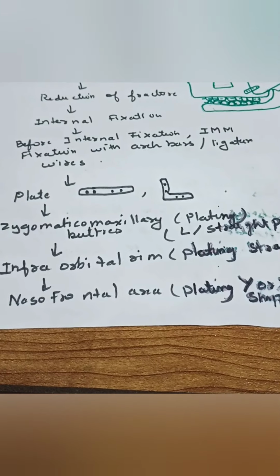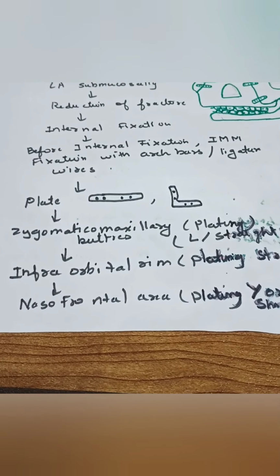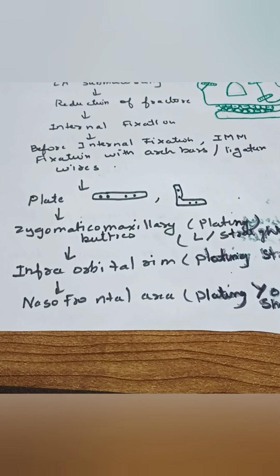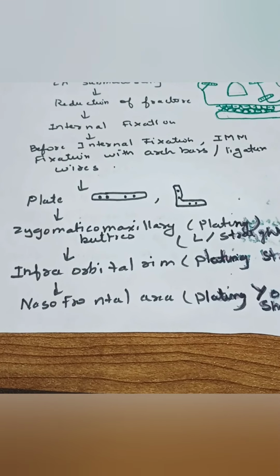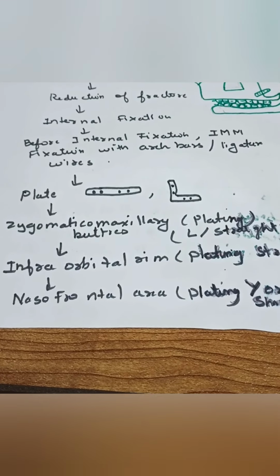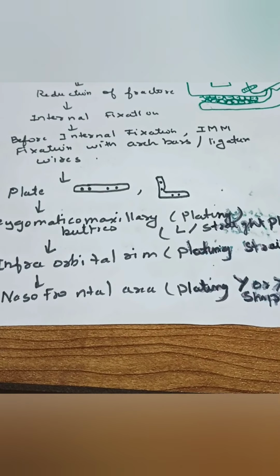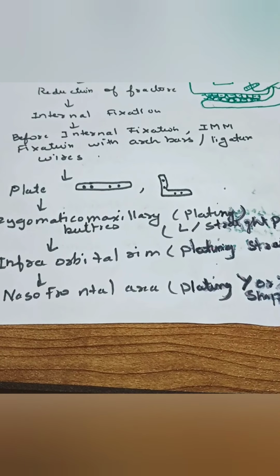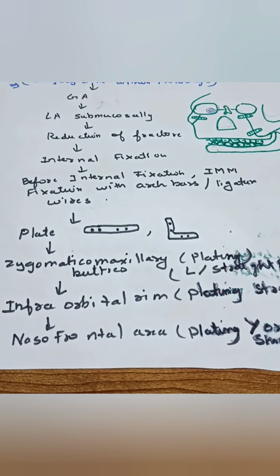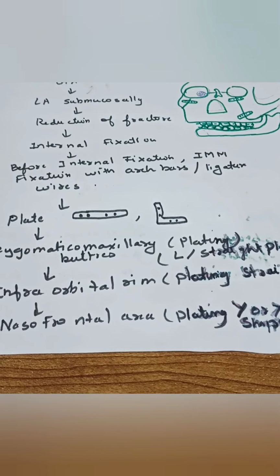Okay, now the next place where you place a plate is at the infraorbital rim. Here you take the incision below the orbital region, or the supraciliary region. So below your orbit only you take the incision. Then again, as shown in the diagram, you place the plate below your orbit, and the plate should be straight. Then the next is the nasofrontal area. At the nasofrontal area, again you take the incision and place either a Y-shaped plate or an X-shaped plate.